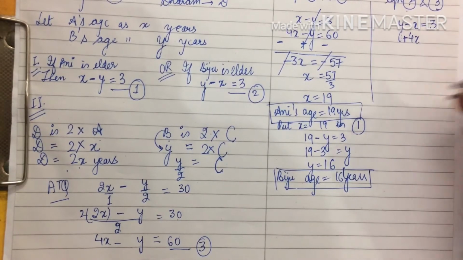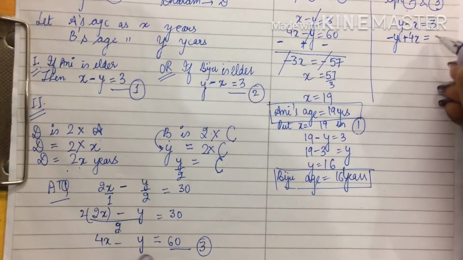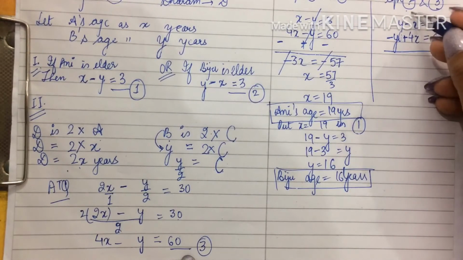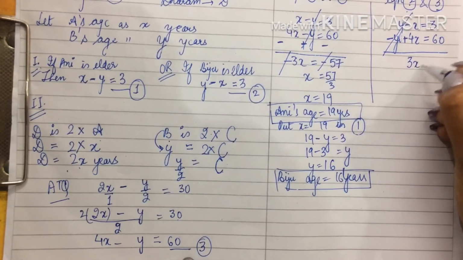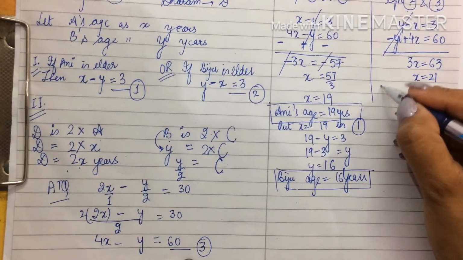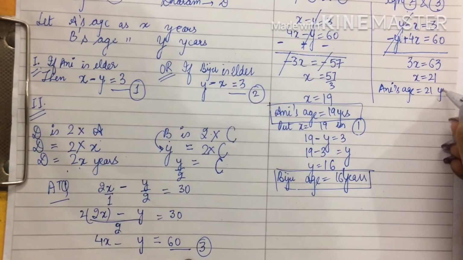4x positive minus y, arranging, equals 60. Eliminating y, let's add. So this becomes 3x equals 63. x comes out to be 21. So that means Ani's age is 21 years.